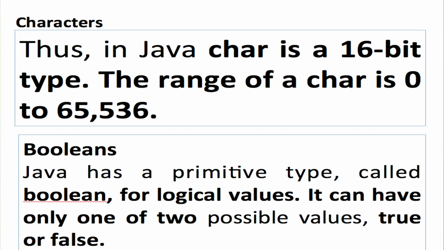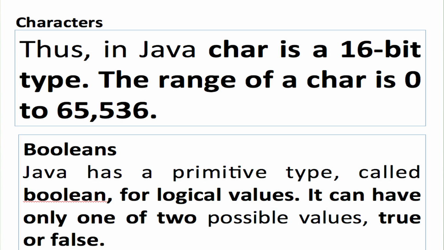Now again you can see character. In Java, character is a 16-bit type. 16-bit means 2 bytes. The range of character is 0 to 65,536. However, the boolean type can store true and false values. Java has the primitive type called boolean for logical values. Logical values mean true and false, and it can have only one of two possible values. Either we can store true or we can store false in the boolean type.